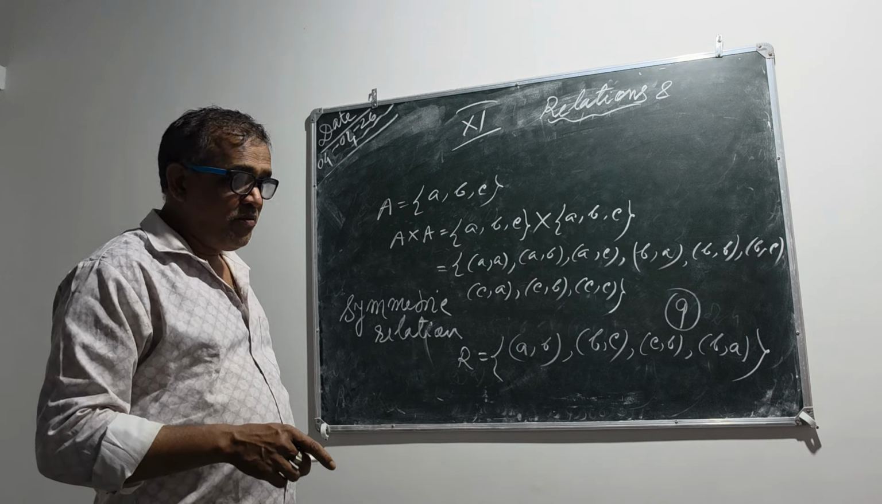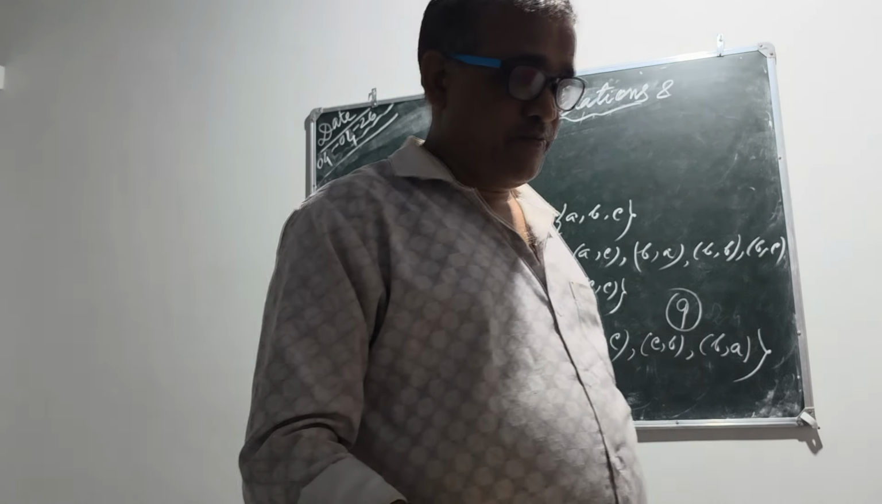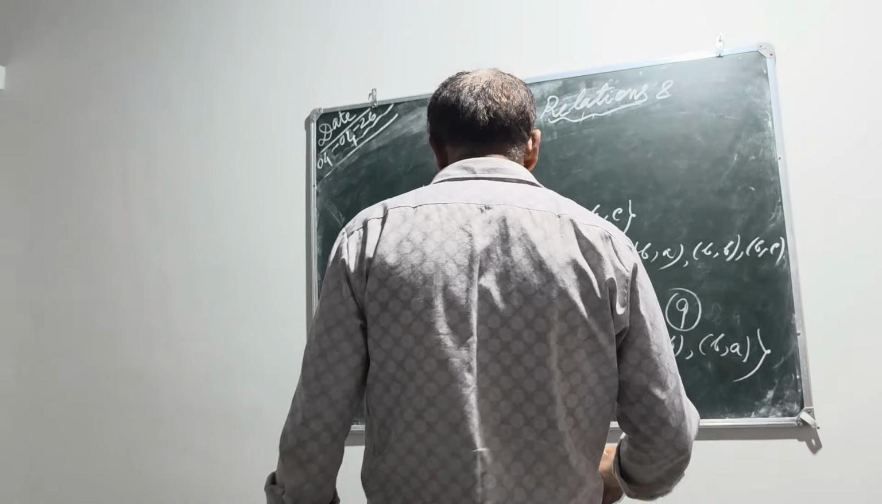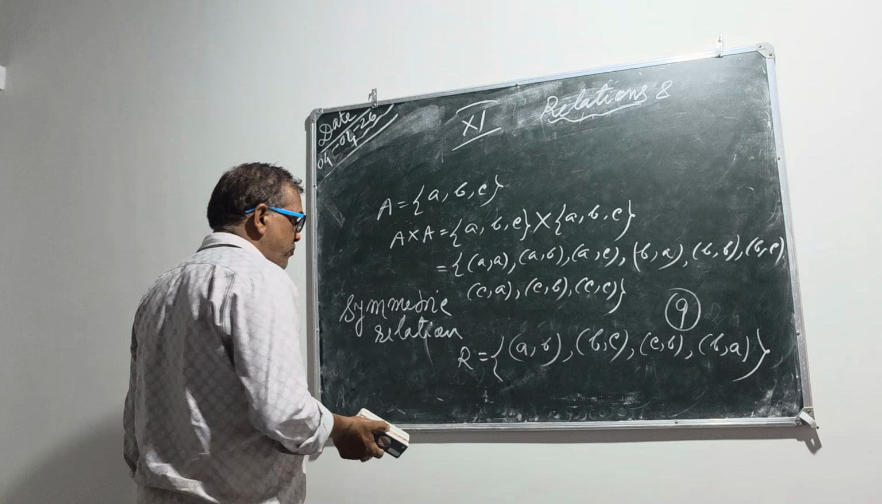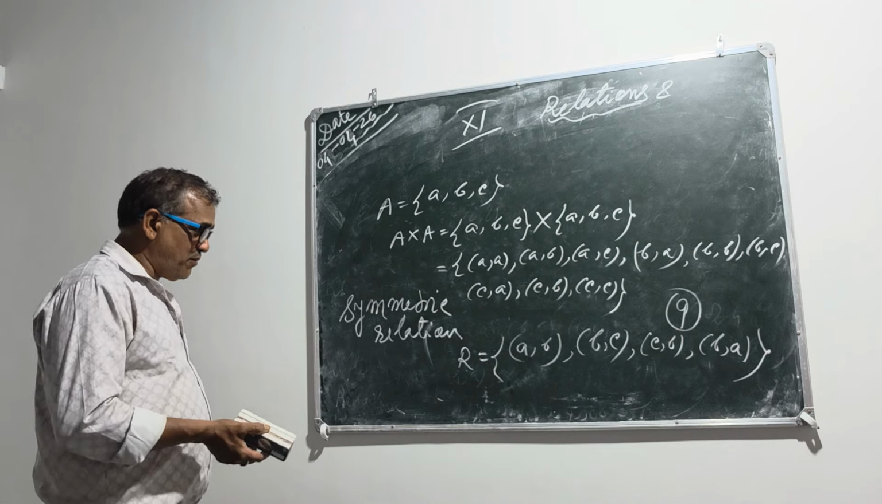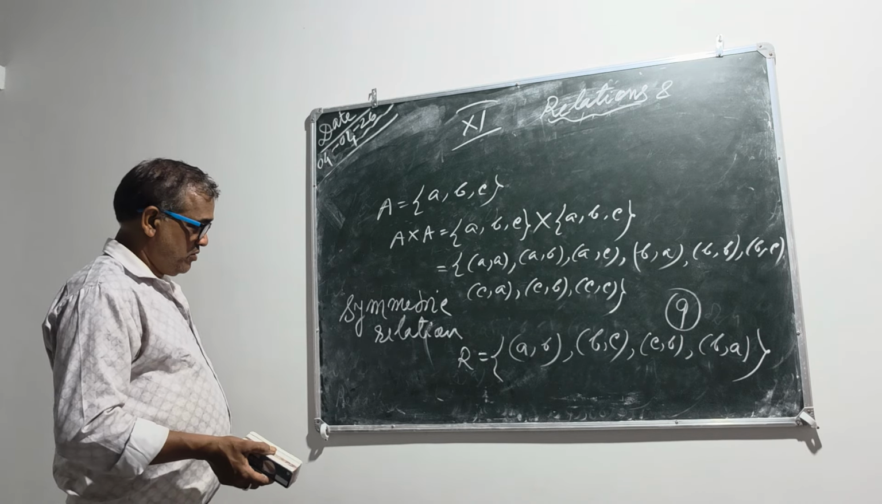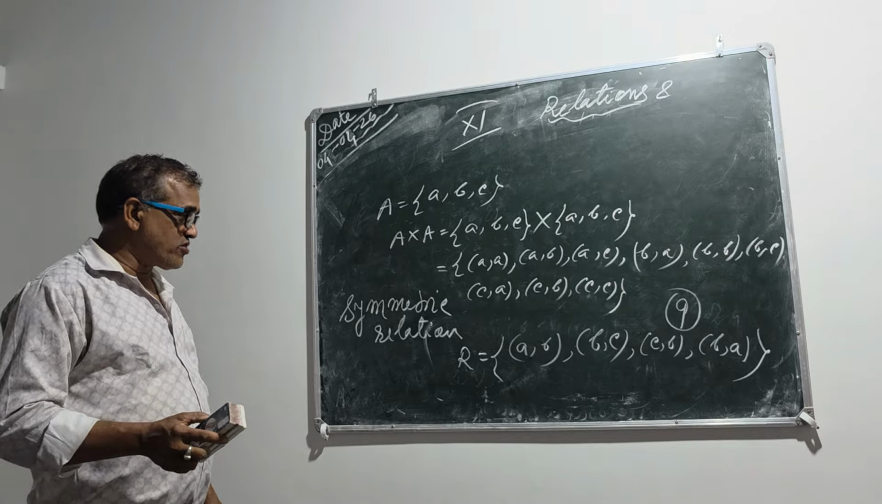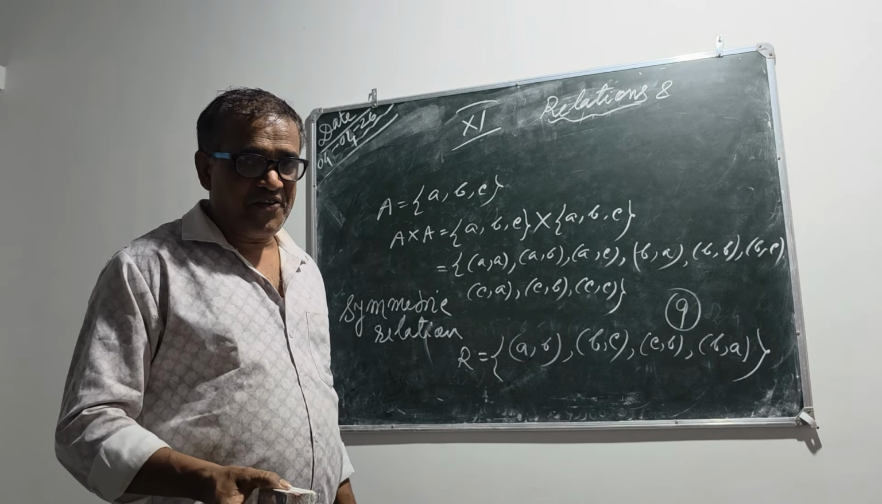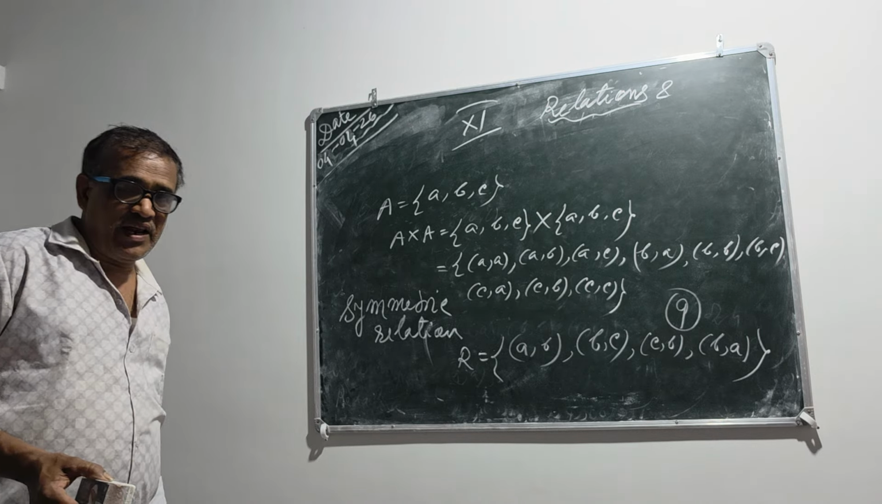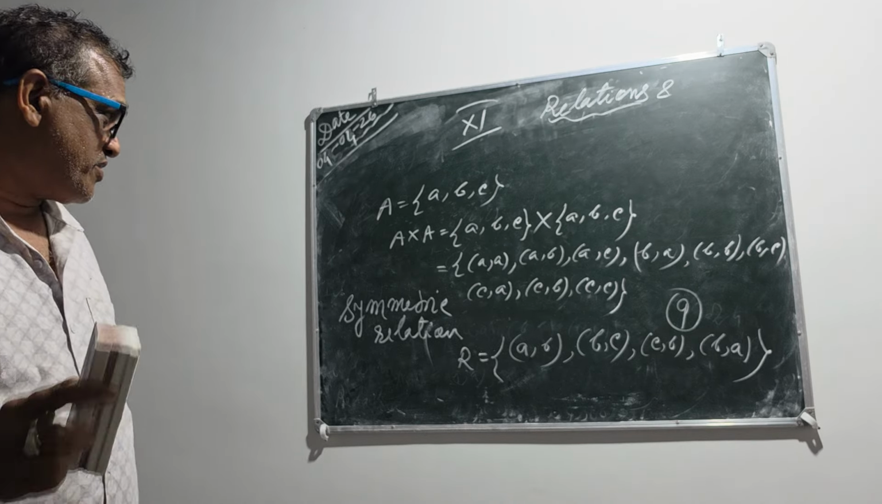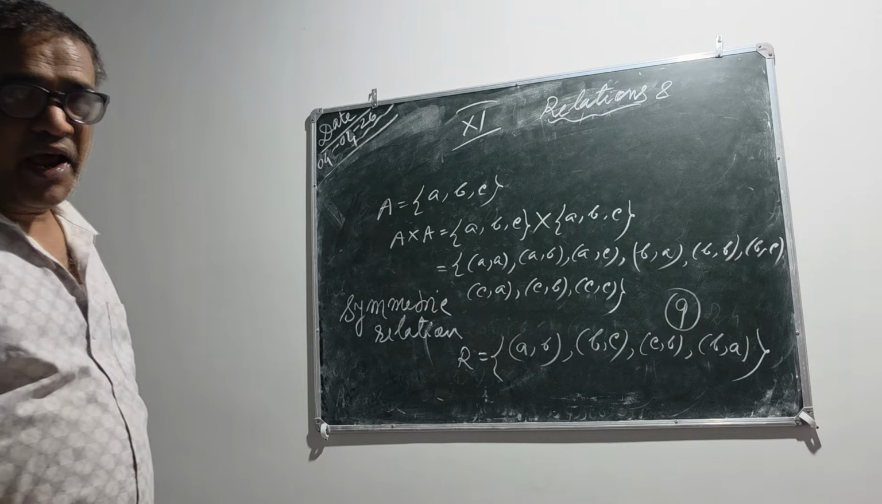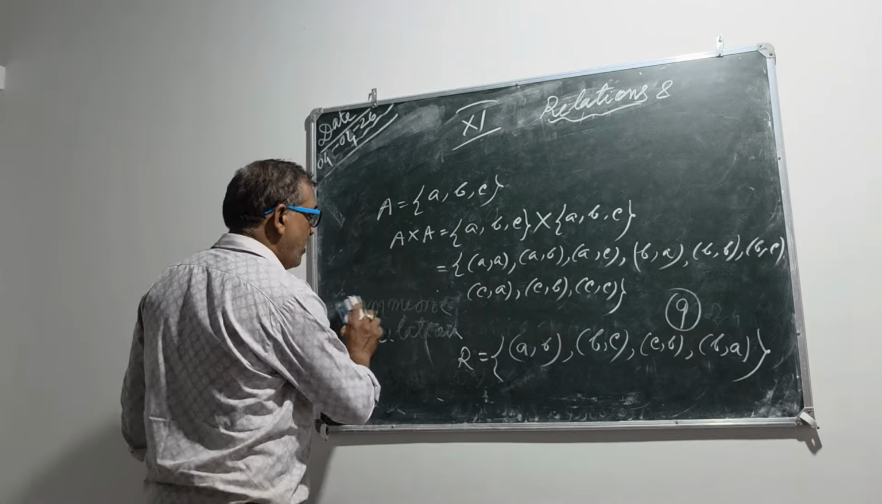So let us do one more, what is called a transitive relation. But before the transitive relation, let me explain the antisymmetric. If a relation is not symmetric, then it will be an antisymmetric relation. If a relation is not symmetric, then it is called an antisymmetric relation.